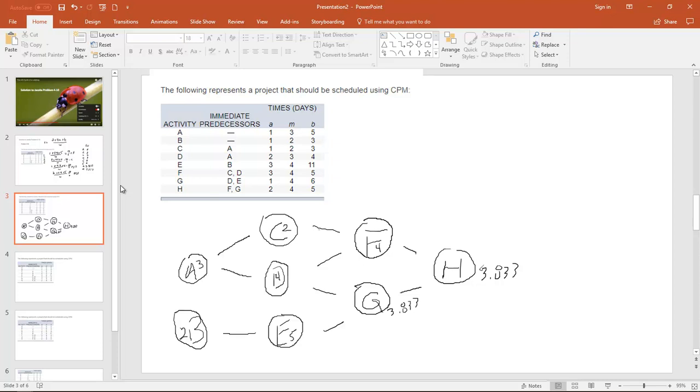Okay, so let's find the critical path here. We have 4 paths. We have 1 up here, 2 goes through here, 3 goes through here, and 4 is the bottom route. Let's do the top route here. 3 plus 2 plus 4, so 3 and 2 is 5, 9 plus 3.833 is 12.833. Now we'll do A, D, F, H, and that will be 3 and 4 is 7, and 4 is 11, will be 14.833.